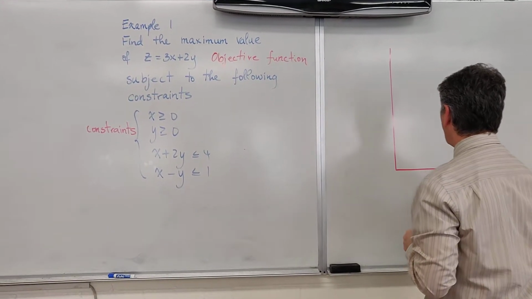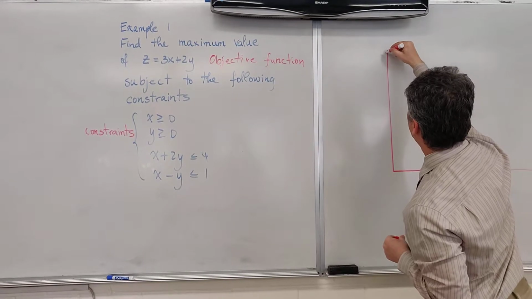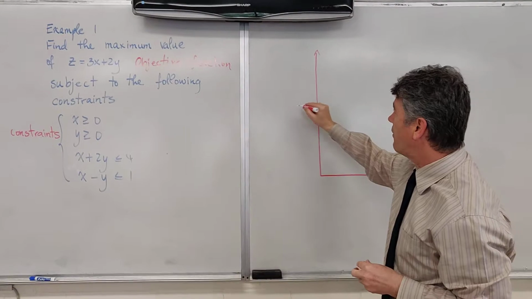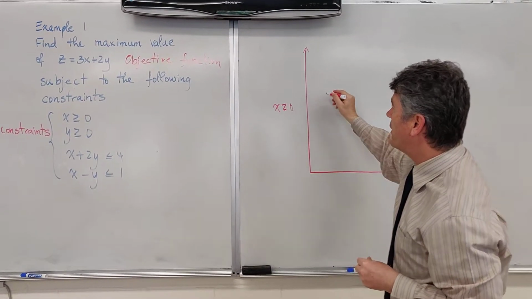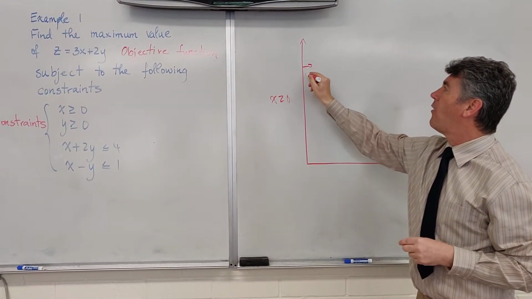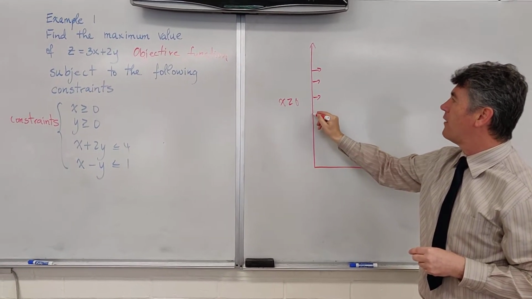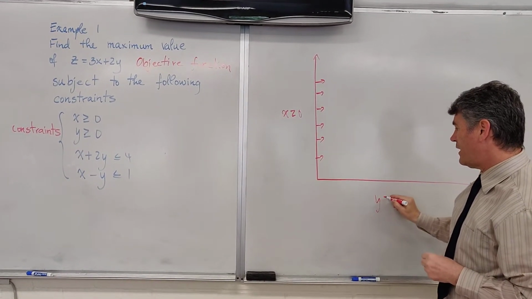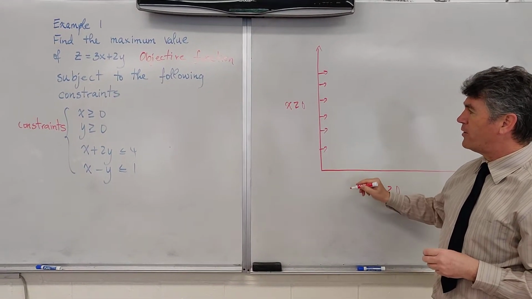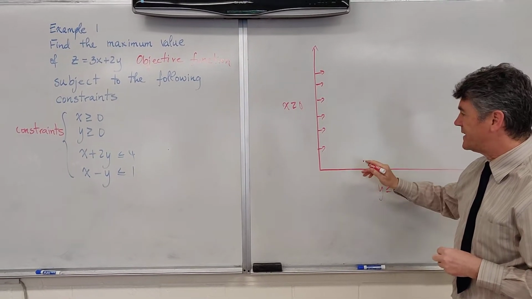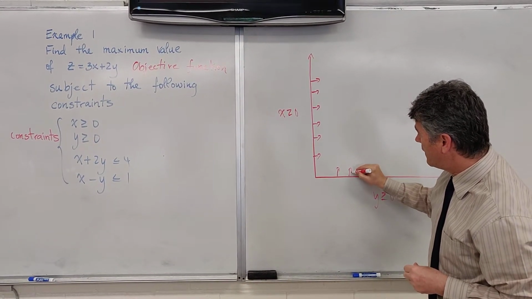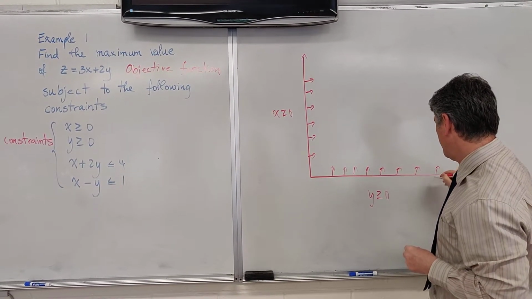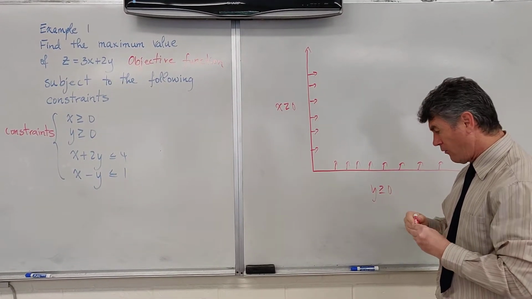So far, we know that our region will be in the first quadrant. So x is greater than or equal to 0: all the points to the right of the y-axis. y is greater than or equal to 0 are all the points on the x-axis and above the x-axis. Here we go. So we're in the first quadrant.